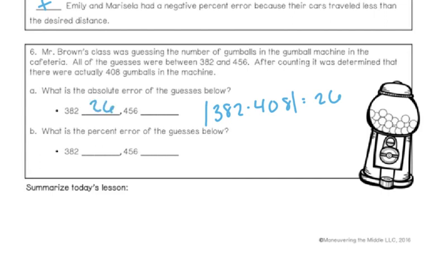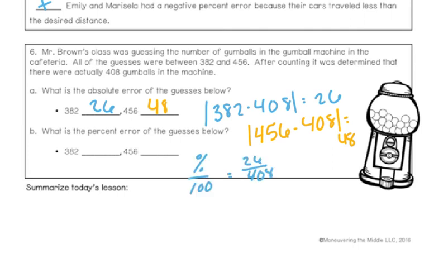Go ahead and find the absolute error for the next guess, and then press play when you're ready. The absolute error for this problem was 48. Let's look at percent error next. I'm going to set up a percent proportion for this problem just so that I don't forget to change that last decimal into a percent.